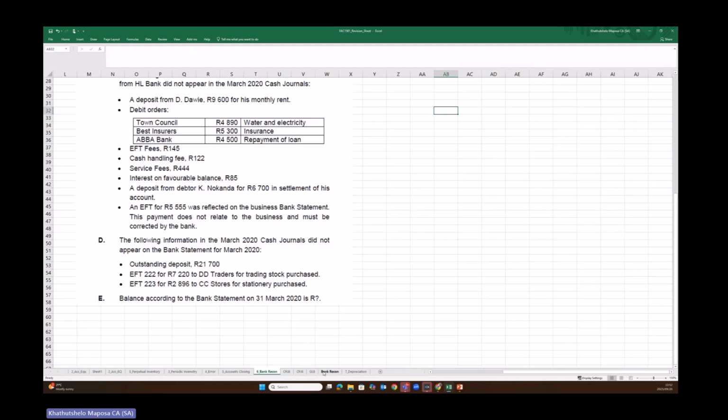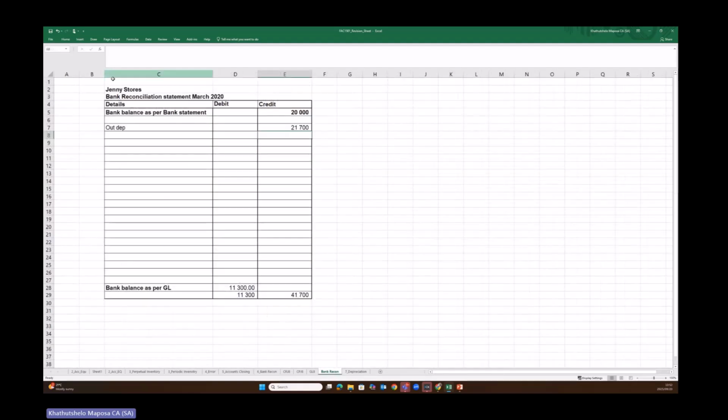If you are a business, you will be having the till slips or the toll gate slips that your bookkeeper will have recorded already in the cash payment journal, but the bank has not yet deducted. 7,220 outstanding EFT. Does it go to the debit side or the credit side?